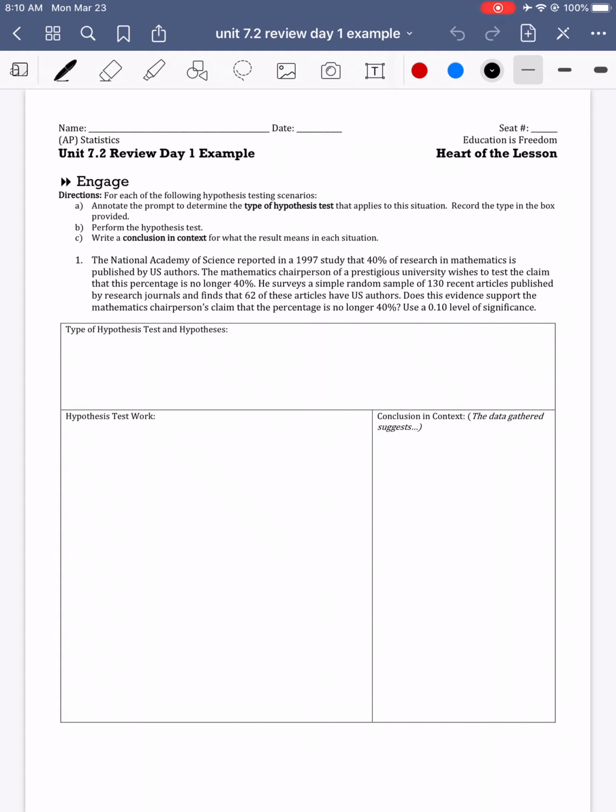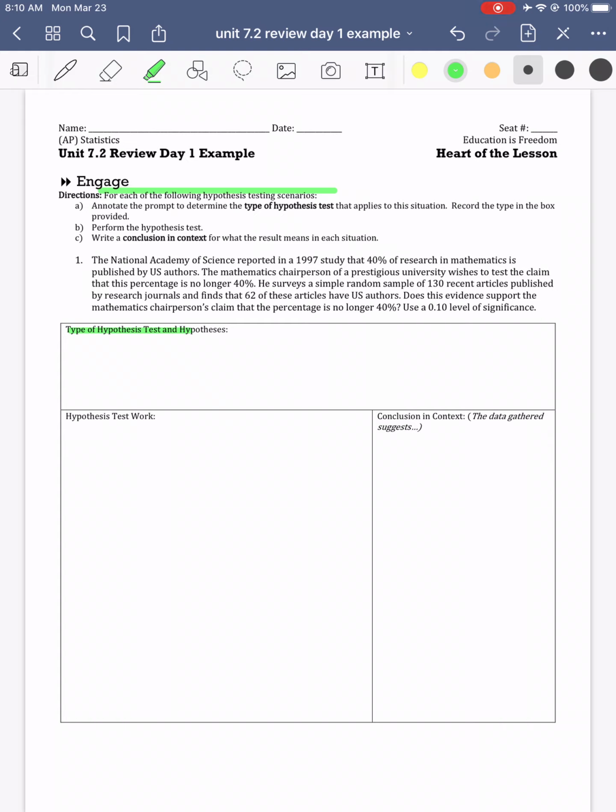So I have this structure for today. This is going to be the format. For each of the following hypothesis testing scenarios, we want to annotate the prompt to determine the type of hypothesis test that applies to the situation. We want to record that in this box here, as well as the hypotheses. Then we want to actually perform the hypothesis test. And then we want to write a conclusion in the context of the problem.